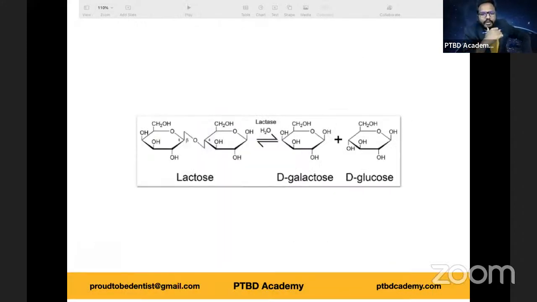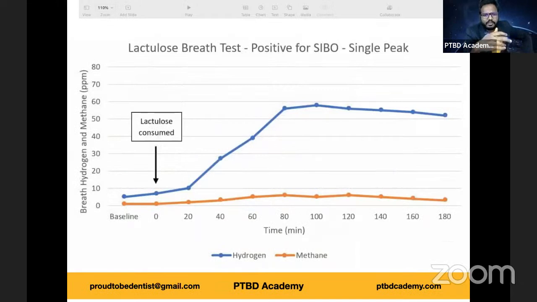So this is the structure of lactose. It is a disaccharide, and lactose is the most abundant carbohydrate in mammalian milk. So lactose, it is a disaccharide, as I said, contains galactose and glucose. And also this is the hydrogen breath test I'm talking about.